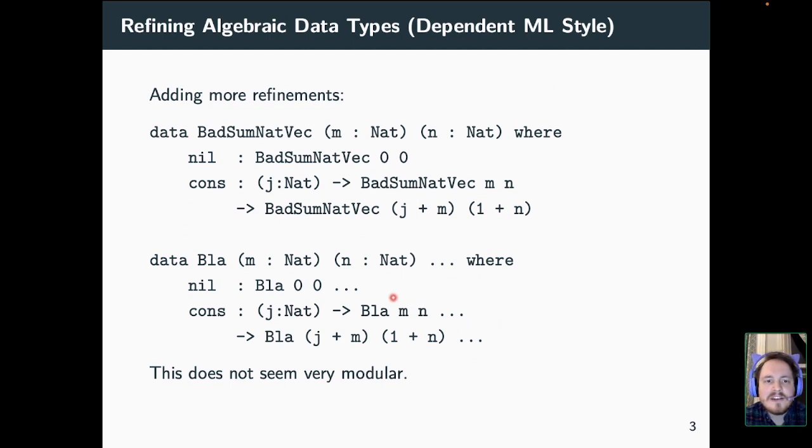Say we want to add another refinement, this time the length refinement. So we add another index representing the length, following the same pattern. We'll say the empty list has length 0, and that a cons cell has length 1 more than the tail list. The point I want to get across here is that if we continue this process and add more and more refinements, it gets unwieldy pretty quickly.